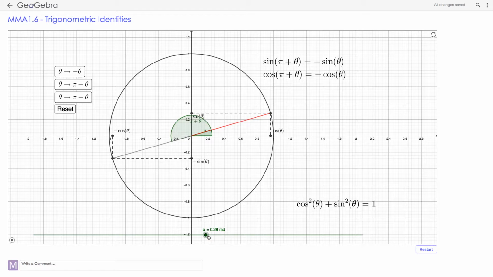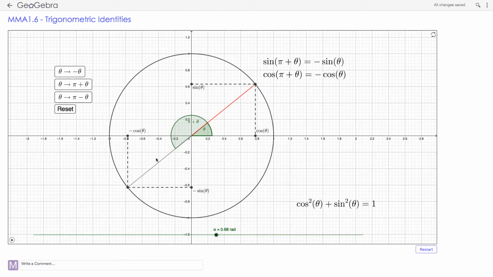So what are the coordinates of that point? Well, it's exactly the same as this, only with minuses in front, right? So sine of pi plus theta equals minus sine of theta. Cosine of pi plus theta equals minus cosine of theta.